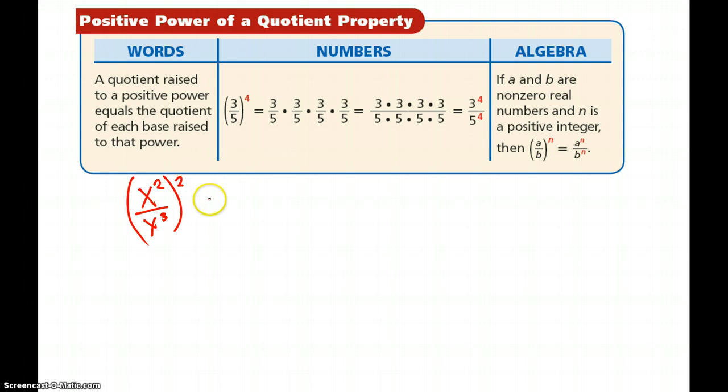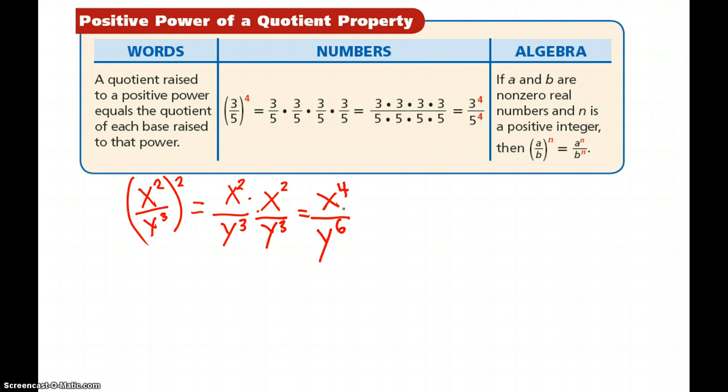Now if I write that, x squared over y cubed times x squared over y cubed, and then I could even expand this out more. I could do x times x times x times x over y times y times y times y times y times y. Or I can use the rule I learned yesterday, and I can do x to the 4th over y to the 6th.